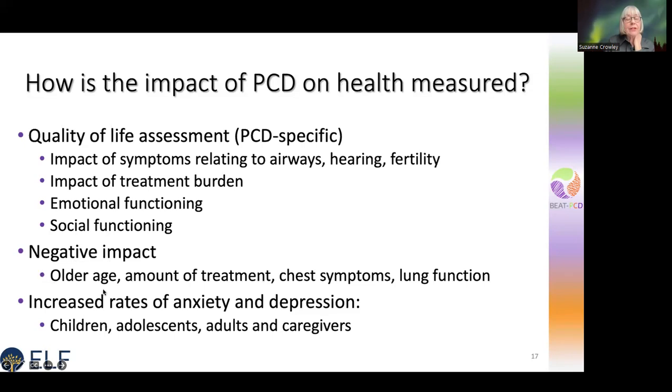And not surprisingly, older age has a negative impact. That might be because symptoms become more severe with age. It's related to treatment burden, chest symptoms, and lung function. So it's important that doctors know and ask about these. And even more important is that there are increased rates of anxiety and depression in all age groups and in the parents of children.